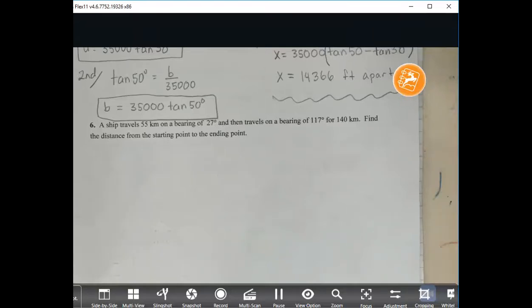Number 6. A ship travels 55 kilometers on a bearing of 27 degrees and then travels on a bearing of 117 degrees for 40 kilometers. Find the distance between its starting point and its ending point.